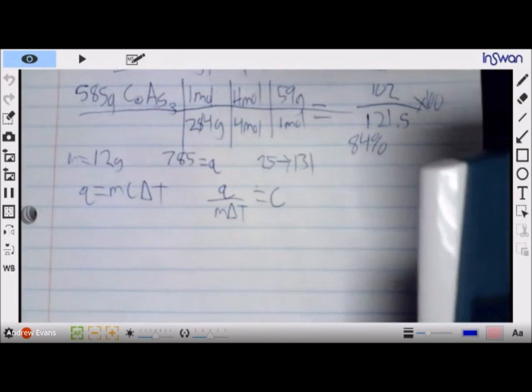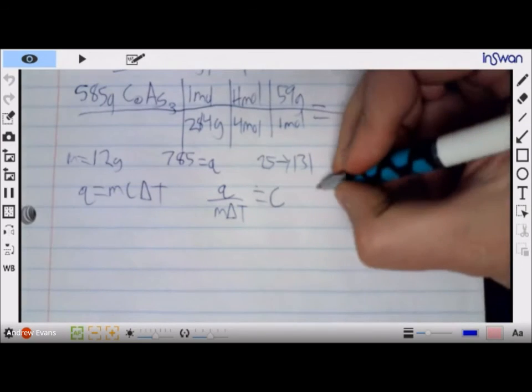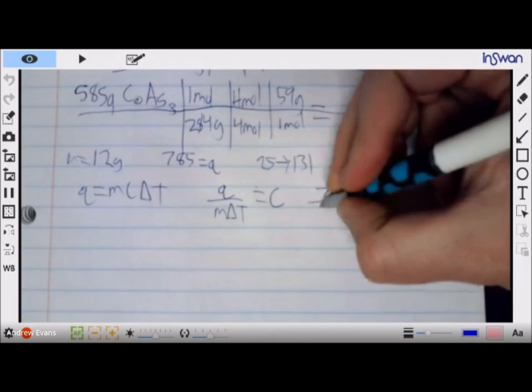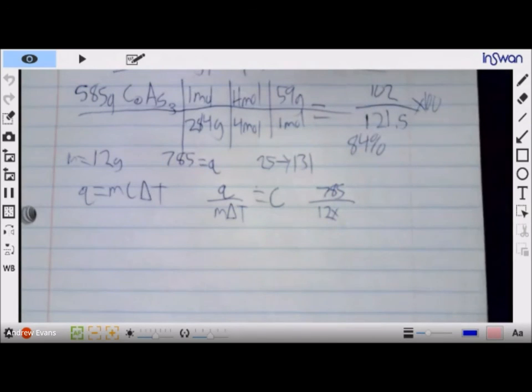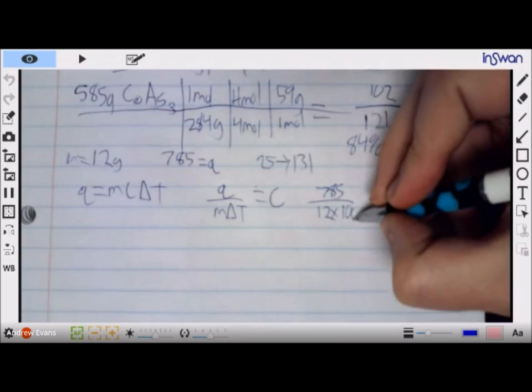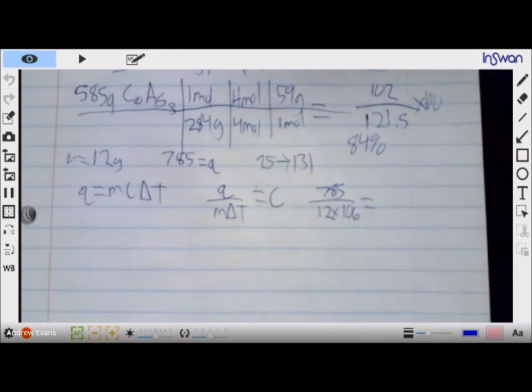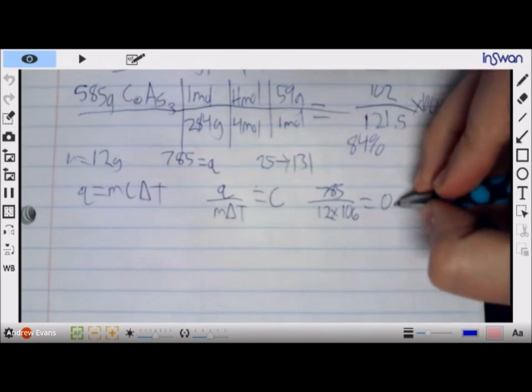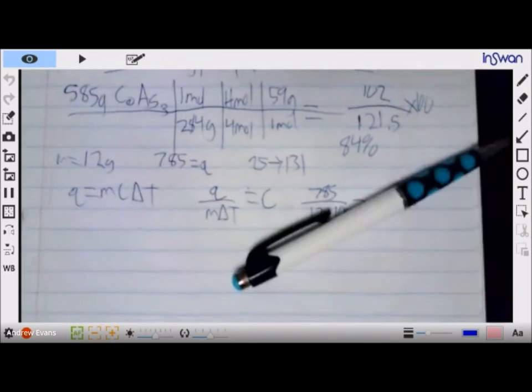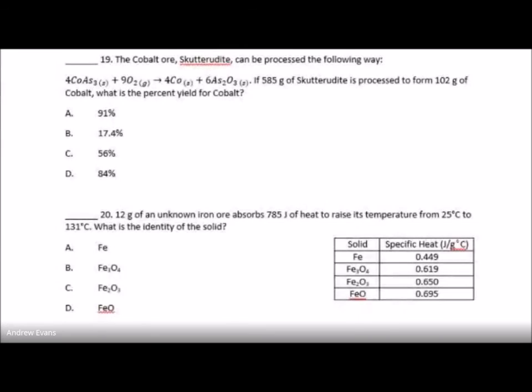So 785 divided by 12 divided by our change in temperature, which is 106, would give us our heat capacity. 785 divided by 12 divided by 106 is 0.617. Looking back at the Word document, 0.617, that's closest to Fe3O4. So the correct answer is B.